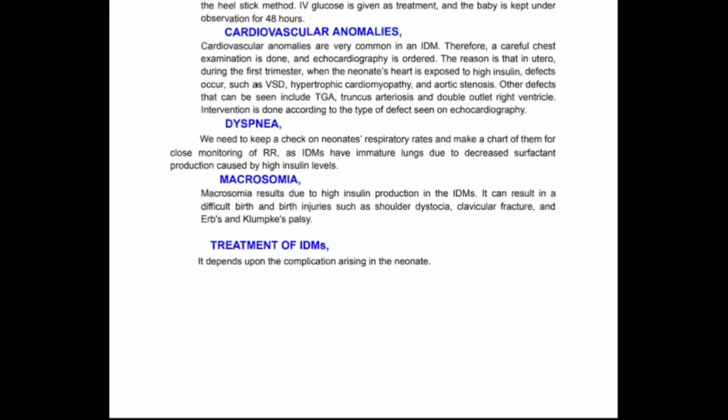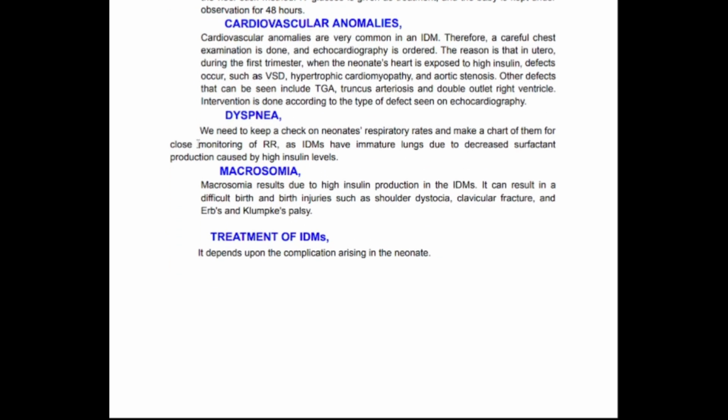The other complication is dyspnea. In dyspnea, we need to keep track of the neonate's respiratory rate, and here you will also make a chart and closely monitor its respiratory rate. IDM have immature lungs due to decreased surfactant production, which is also caused by high insulin levels. So here also the defect is caused by high insulin levels decreasing the surfactant production.